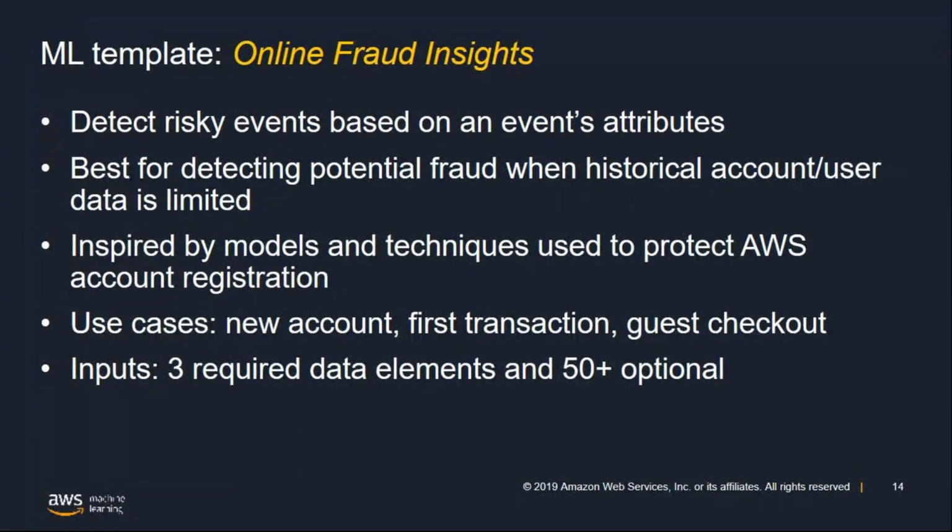Each model template has required inputs. For the Online Fraud Insights model, there are 3 required data elements, many optional data elements, and then customized inputs. The required data elements for this template, for example, would be an email address, an IP address, and an event timestamp. Optional elements would be things like billing address, shipping address, order details. We recognize these inputs, but you don't have to provide them in your training data set if you don't have them or don't want to.